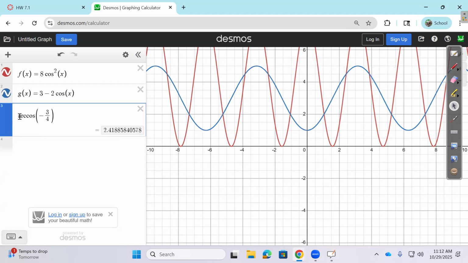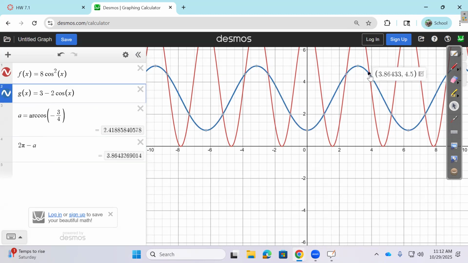So let's double check that. If I give this a name like a equals, then I can just type 2 pi minus a. 3.86-ish. Looking good. And then this one, I'm probably going to get, Desmos is programmed to recognize special angle situations. And so there's my 5 pi over 3. So my 4 solutions match what the graphical version is.